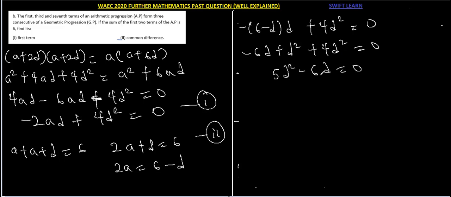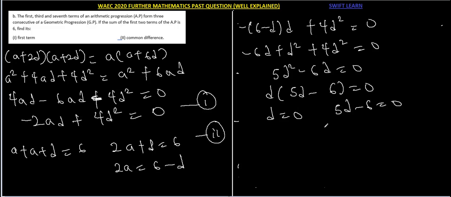So you know how you do something like this in calculation. You don't bring this one here and divide by 5. No, it's wrong. You bring out what is common. D is common. You have D times 5D minus 6 equals 0. Good. So you can have D equals 0, or 5D minus 6 equals 0. So D will be 6 over 5, and D will also be 0. Now we've gotten our common difference.